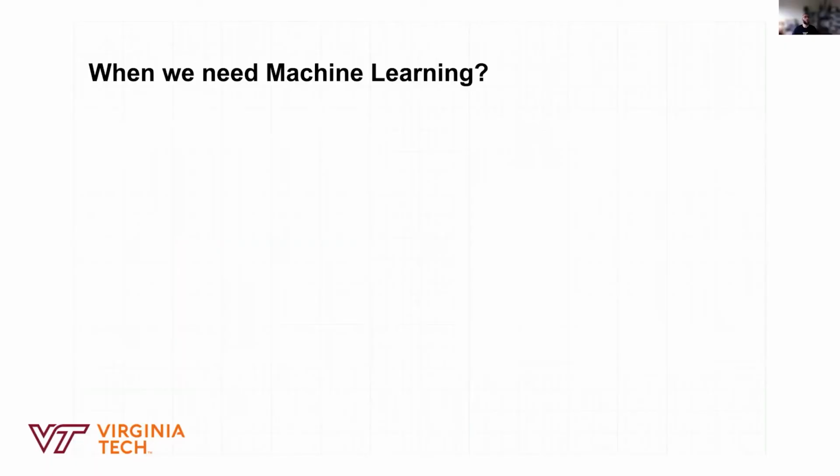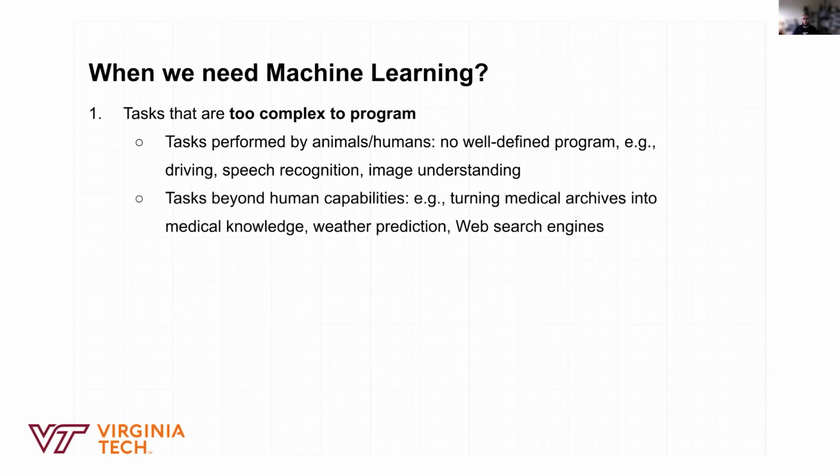So based on all what we have said, when do we need to use machine learning? Number one, when your tasks are too complex. Those can be tasks that can be performed by animals or humans, but there is no well-defined program for them. Remember what we said at the beginning: driving, speech recognition, image understanding, facial recognition, and so on and so forth. And tasks that are beyond human capabilities, like turning medical archives into medical knowledge, and weather prediction.